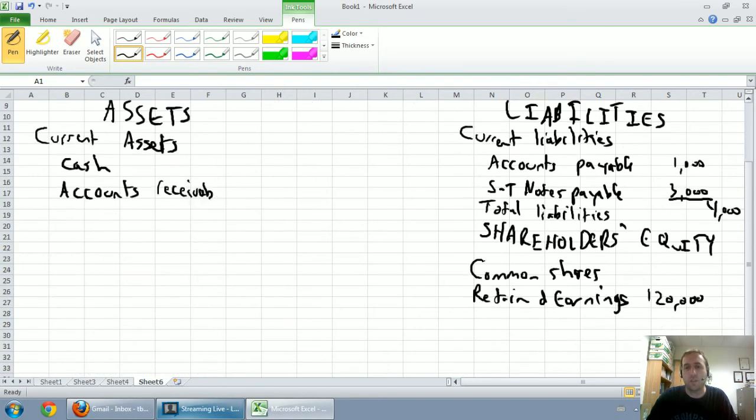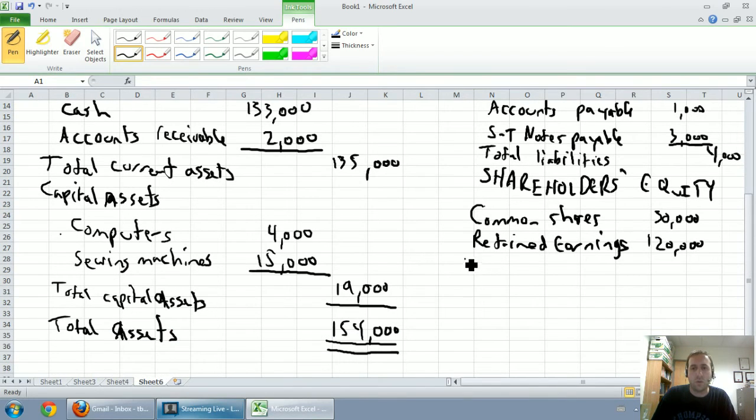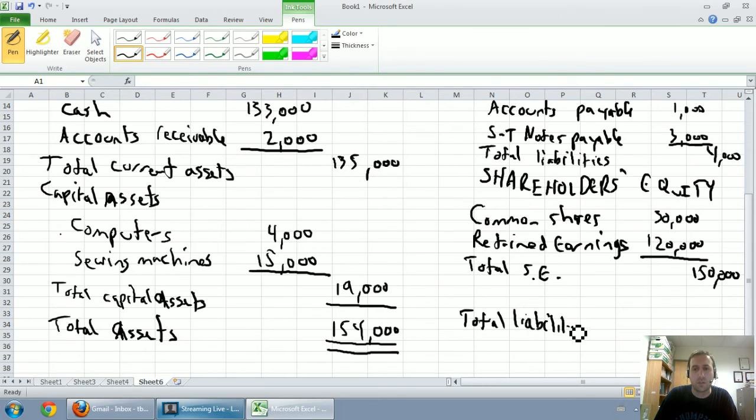So I'm just going to give myself a little bit more real estate here. My total shareholders' equity, I'm going to abbreviate that as SE for space purposes here, 30 plus 120 is $150,000. And now I have a grand total, and it's going to be total liabilities and shareholders' equity. Again, I know my penmanship leaves a lot to be desired, but you can see the total liabilities there are 4. The total shareholders' equity is 150. 4 plus 150 is 154. Double underline it as it's a bottom line.